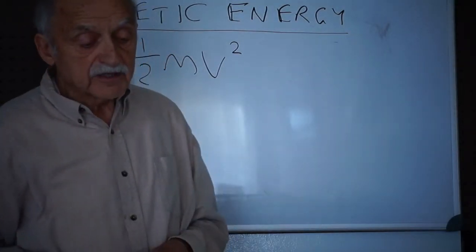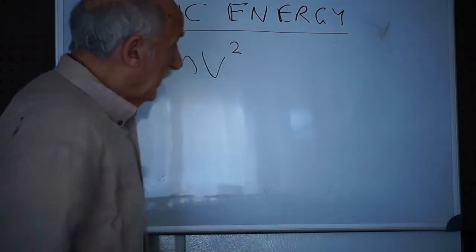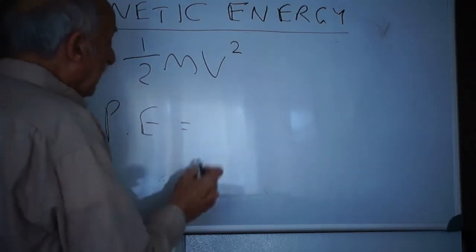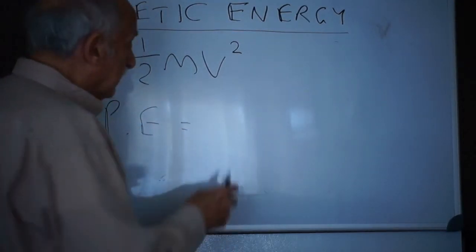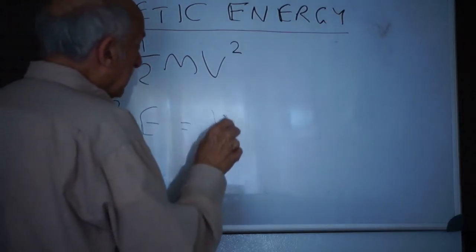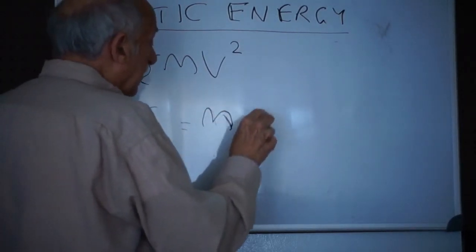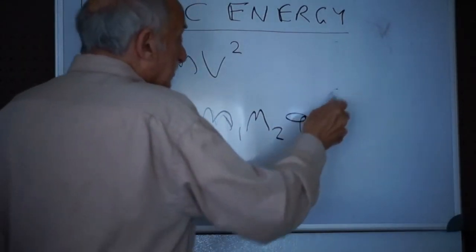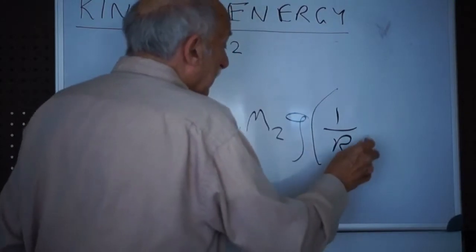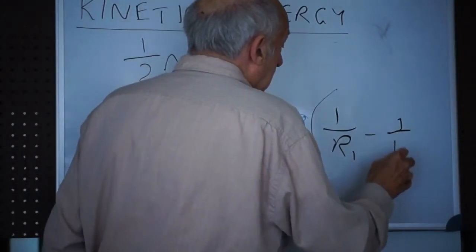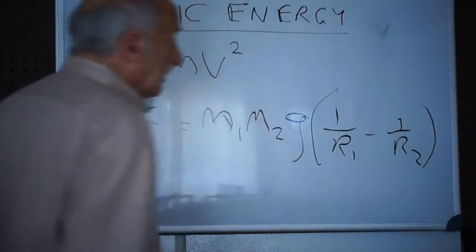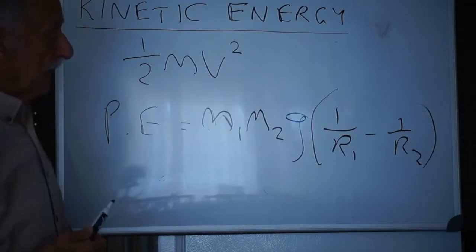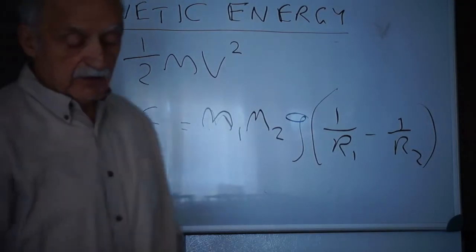I will say this before I end this video, and that is that when you look at potential energy, this does have both. Using Newton's equation for force, potential energy is equal to the mass of one body times the mass of another body times the universal gravity constant times the difference between the reciprocals of the two distances over which you're measuring the potential energy. This is potential energy between, say, the ground and something.